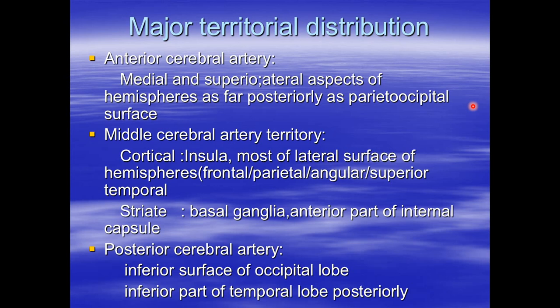While the middle cerebral artery supplies most of the cerebral hemispheres, the cortex, the insula, and the most lateral surface of the hemispheres, including the frontal lobe, parietal lobe, angular and superior temporal parts. Also, the striate branches supply the basal ganglia and the anterior part of the internal capsule via small perforator branches, while the posterior cerebral artery supplies the inferior surface of the occipital lobe and the inferior part of the temporal lobe, the posterior aspect of the temporal lobe.